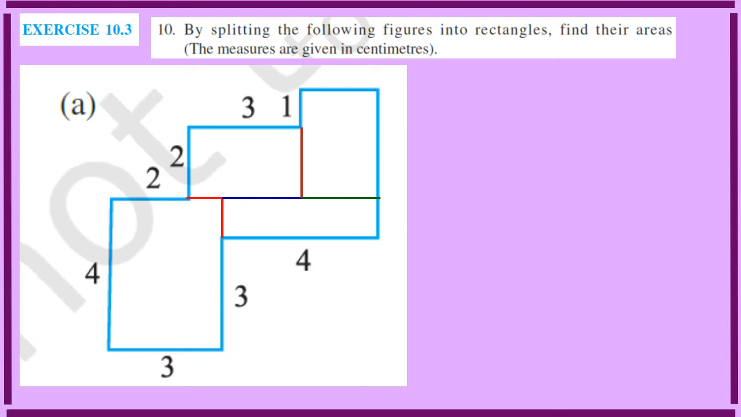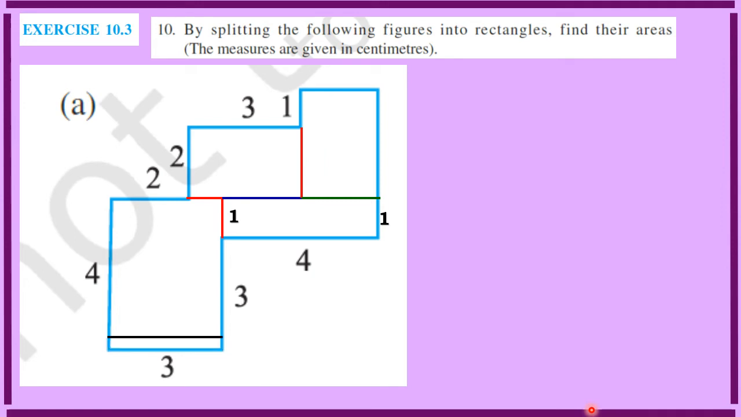Now I have split it. I got 1, 2, 3, 4. Now carefully observe. This is 4 centimeter. So what will this side be? That also is 4 centimeter. But here the below part is given as 3. So what will that remaining part be? Yes, it will be 1, 4 minus 3, 1. Got it? Okay. So the opposite side also is 1. Clear? Understood?